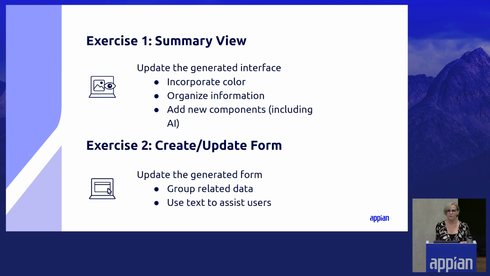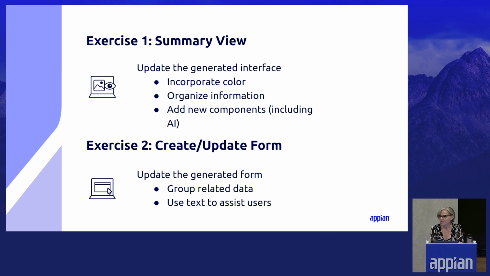So we're going to start off with a generated summary view. The summary view can be generated if you go into the record type, go under views, and then click on generate record view. Ours is going to be there already for us. A couple of things we're going to be doing. Number one, incorporating color. Number two, organizing information on the page. And number three, adding in a new component, including an AI component.